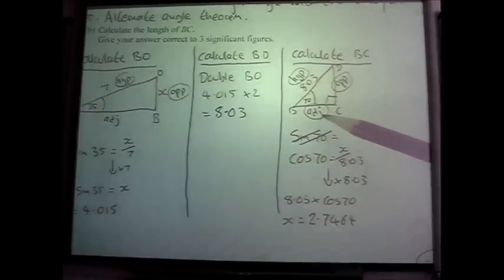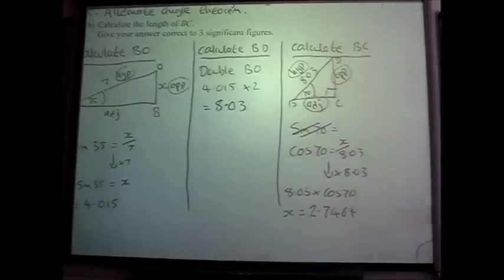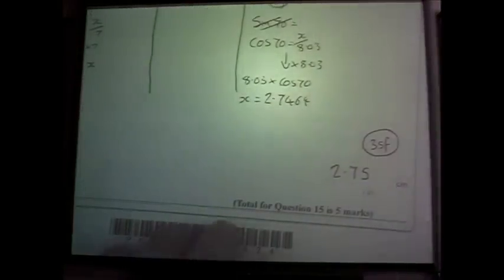So that's cosine. So it's cos 70 equals adjacent, which is x, I don't know it, over hypotenuse. Same thing there, do your workings, divide both sides by 8.03, do the calculation, and you get your answer, which is 2.7464. It says round it to 3 significant figures, so that is 2.75 to three significant figures.